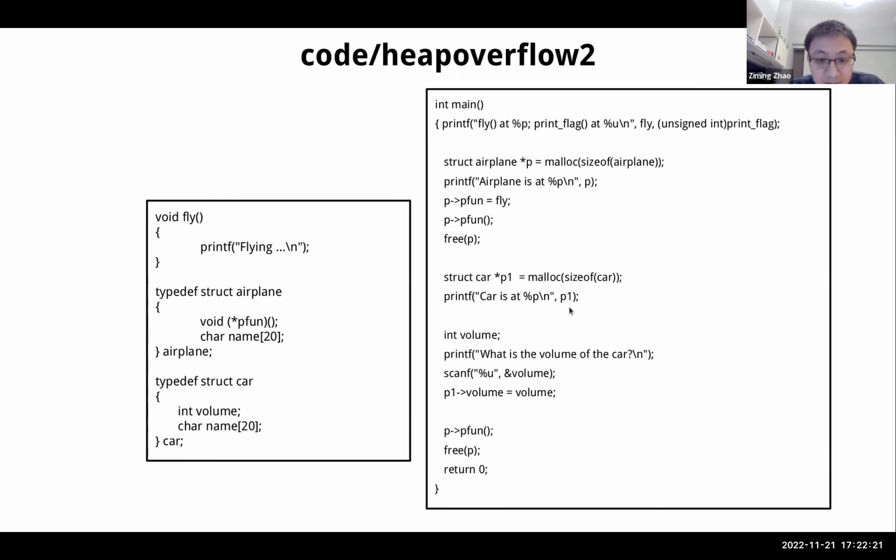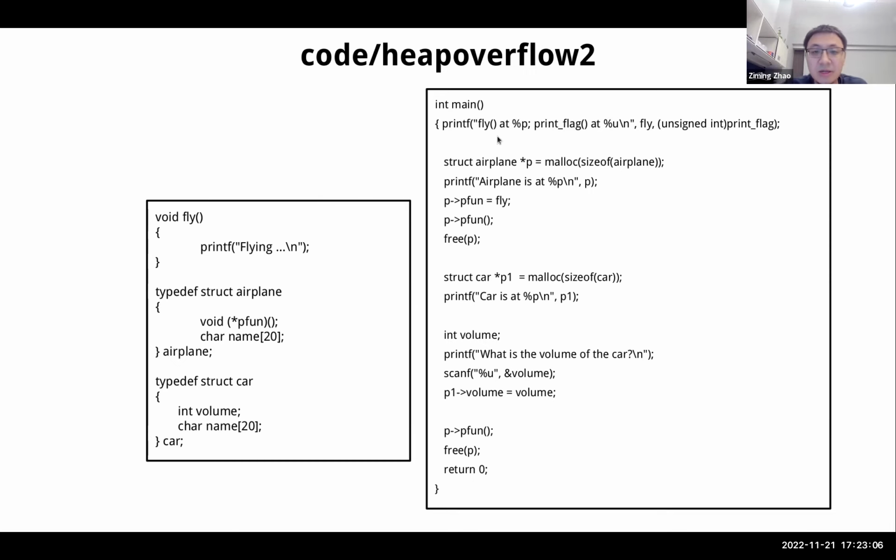Here we have another example. We have the airplane object exactly as what you saw just now. It has a function pointer and a name. Then we have a new structure called car. Car doesn't have the function pointer anymore. It only has a volume, which is the engine volume for the car, but its type is an integer, not a function pointer. However, they are both 4 bytes in the 32-bit version, right? So no matter whether it's a function pointer or an integer, they are just 4 bytes. Then the car also has a name.